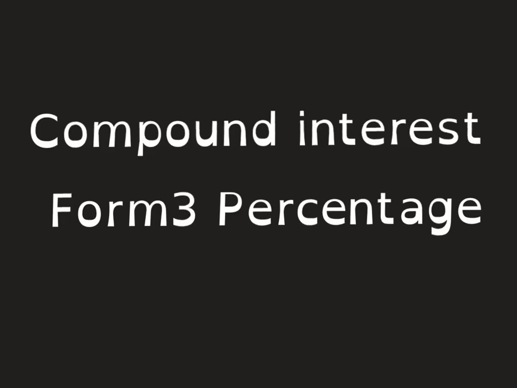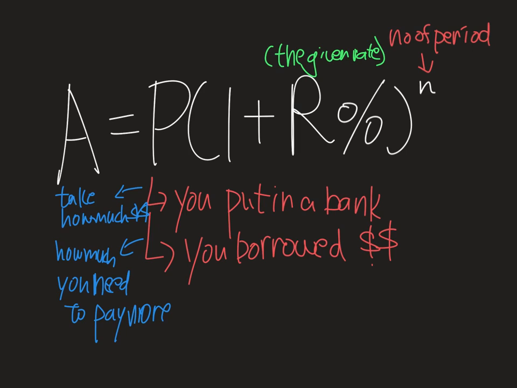Today we will be talking about compound interest. Let's talk about the principle. The principle is the money that you put in a bank or borrow from the bank. An amount is the sum which you take from the bank, or how much you need to pay for the money you have borrowed.